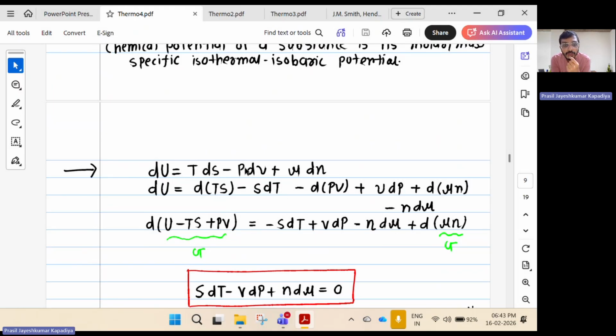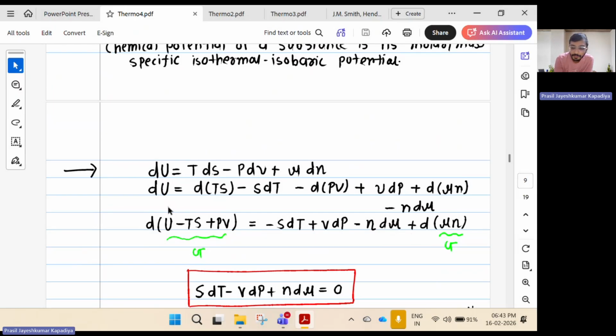Similarly, I want to write the differential of PV. It is already negative, so I need to add V dP. Similarly, mu dn is there, so I want to write the differential of mu n, so I need to subtract n into d mu. So d of (U minus TS plus PV) will be equal to minus S dT plus V dP minus n d mu plus this additional term d of (mu n).